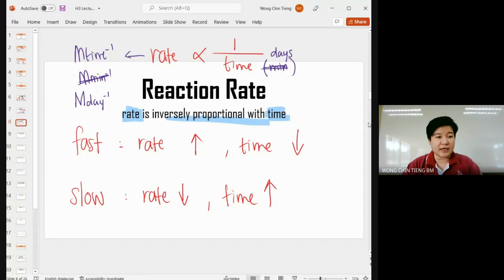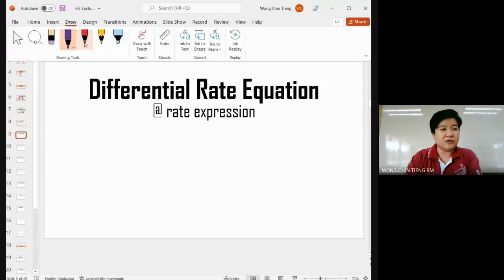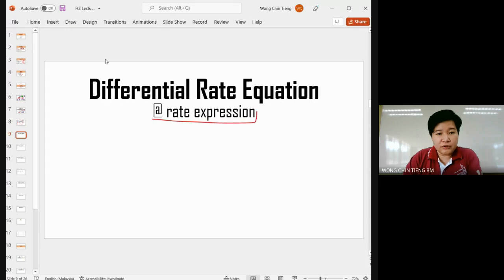Alright? So that is your reaction rate. Any questions so far? Okay. Differential rate equation yang kita nak masuk, which also named as rate expression. Certain buku akan guna juga, panggil juga rate differential rate expression pun boleh. So make sure you know what are you going to talk about. Okay? Siapa yang dah baca, kamu akan perasan satu benda.